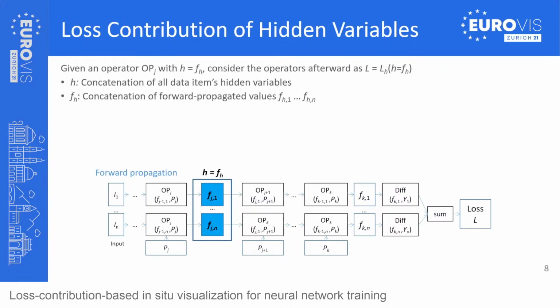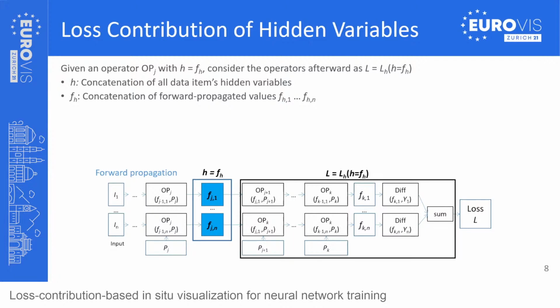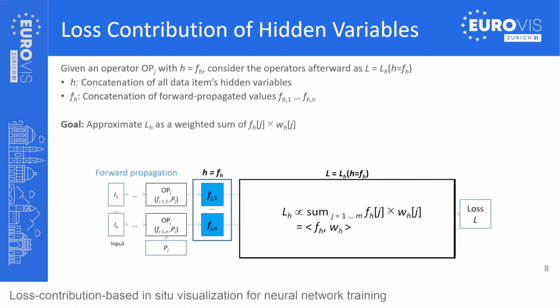Given an operator with hidden variable h, we denote its forward propagated value as fh. Then we consider the operator's afterward computation till the loss as a function called LH, where the input is a forward propagated value fh and the output is a loss L. Our goal is that for each element in the hidden variable h, called hj, we compute its weight wj, so we can approximate the function LH as a weighted sum of each forward propagated value times its weight.